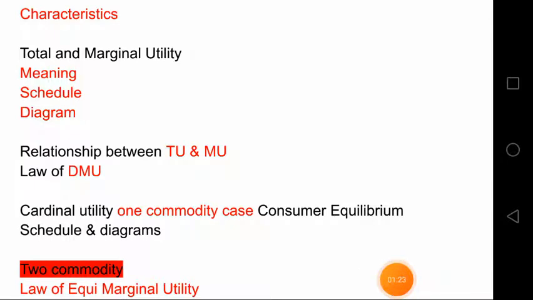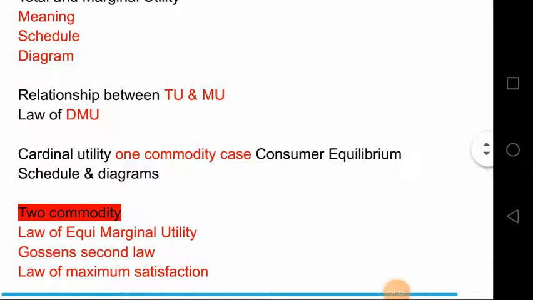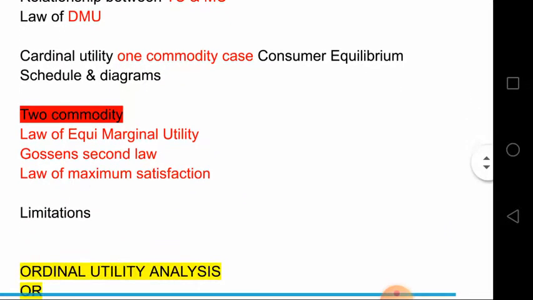After this, we'll see the next topic, that is cardinal utility in case of one commodity case for the consumer equilibrium. We'll also study the schedule and diagrams related to the one commodity case. After that, we'll study the two commodity case, whenever there are two commodities, and what are the scenarios in the cardinal utility to study them.